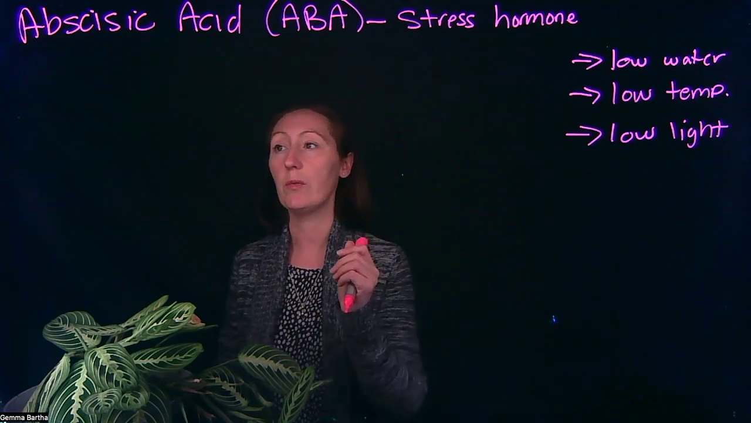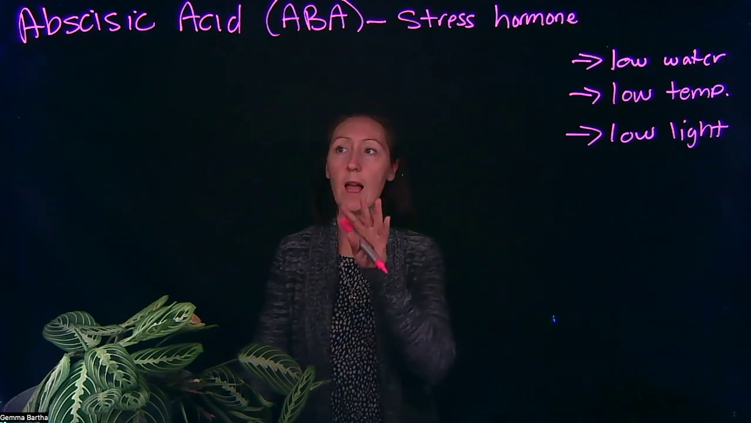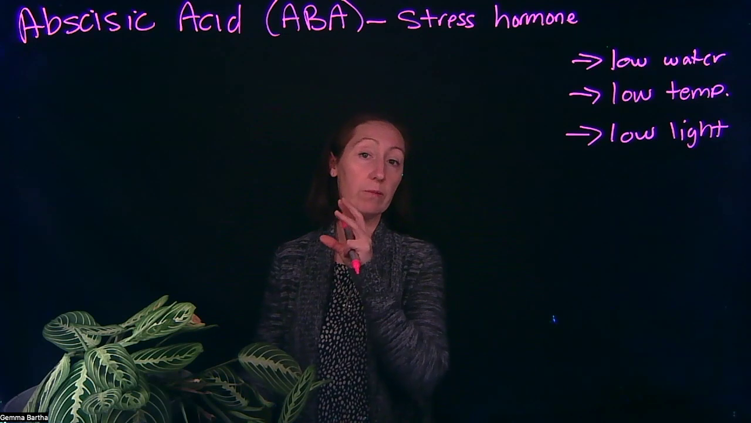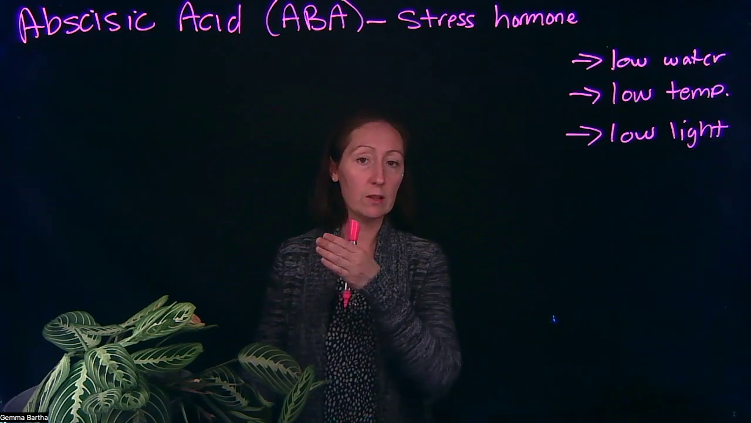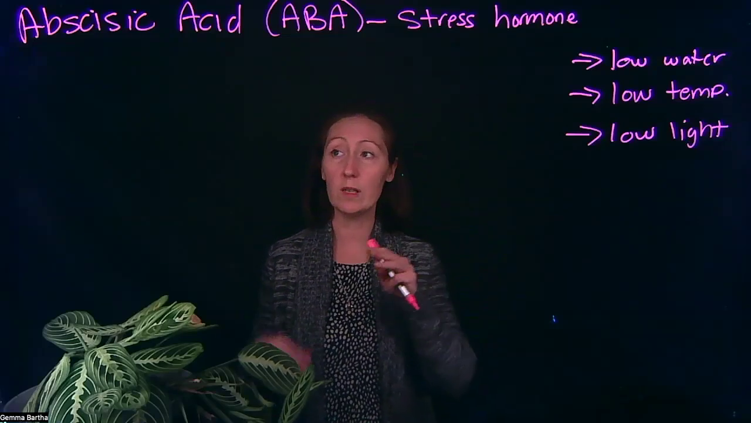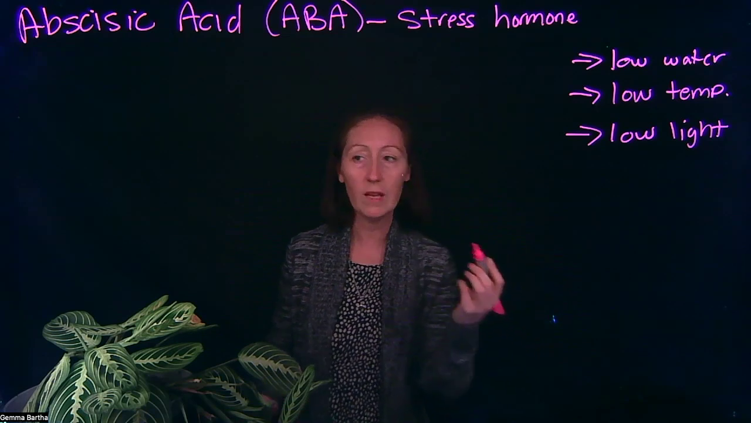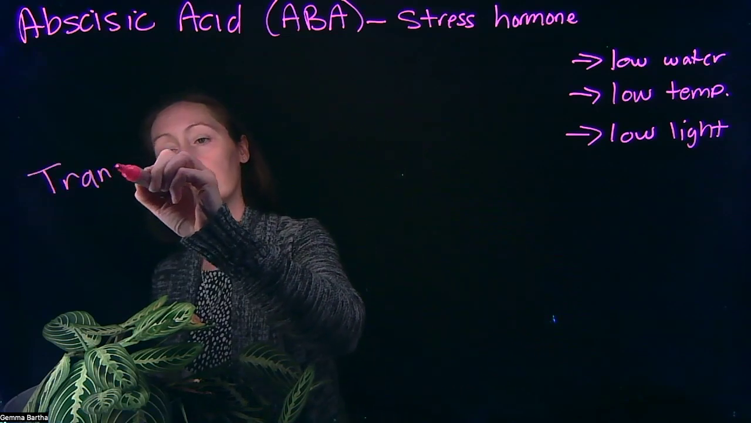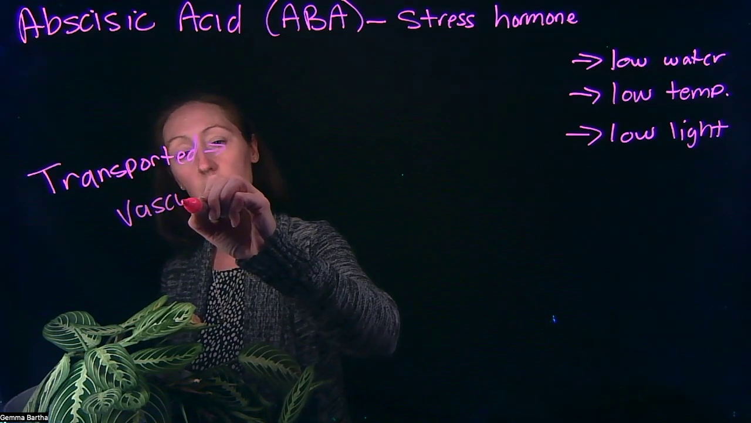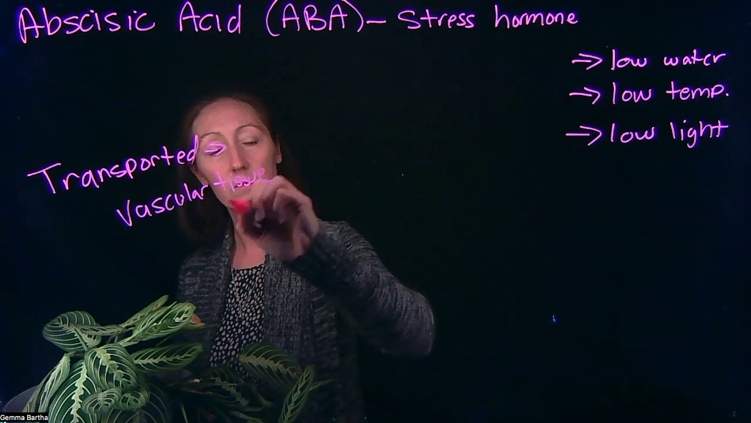It is important for seed dormancy. So if you have a seed that falls off the tree, abscisic acid is what is going to put that seed into dormancy in the fall. And then that's slowly going to break down through winter until spring. And then in the springtime, once it's completely broken down, the little seedling can then germinate. It is transported through vascular tissue, both the xylem and the phloem.